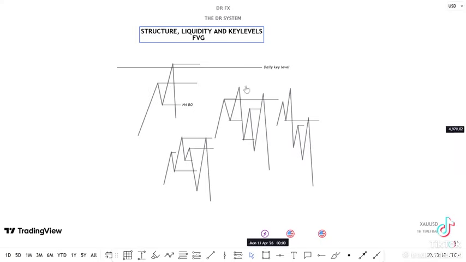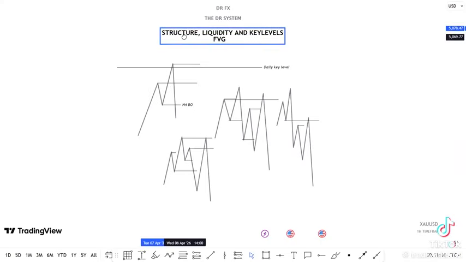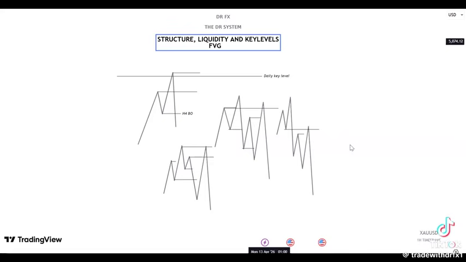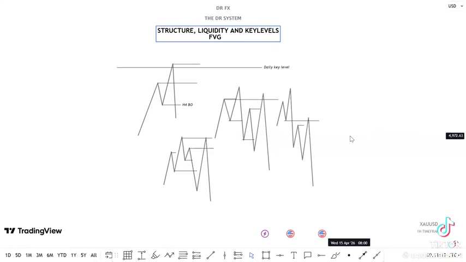If you pay attention to all of them, they fulfill the criteria in the sense that we're talking about an advanced market structure. This is how advanced market structure looks. And if you pay attention to each and every one of these, there is a presence of liquidity and there is a presence of key level, because the system doesn't work on its own. The system can never work on its own. Structure must be there, liquidity must be there, and key level can be there.